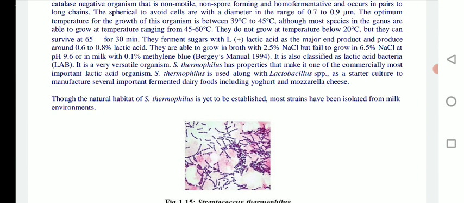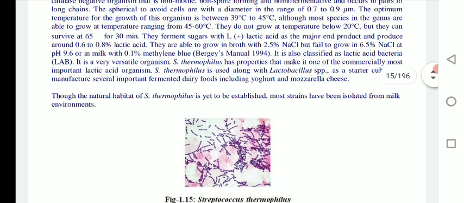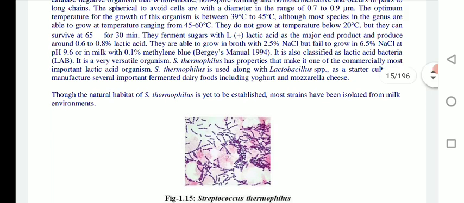They ferment sugars with lactic acid as a major end product and produce around 0.6 to 0.8% lactic acid. So that's why Streptococcus thermophilus is used in the fermentation of milk along with lactic acid bacteria in production of products like cheese and dahi. Then they are able to grow in 2.5% NaCl solution, but fail to grow at 6.5% NaCl, at pH 9.6, or in milk with 0.1% methylene blue.